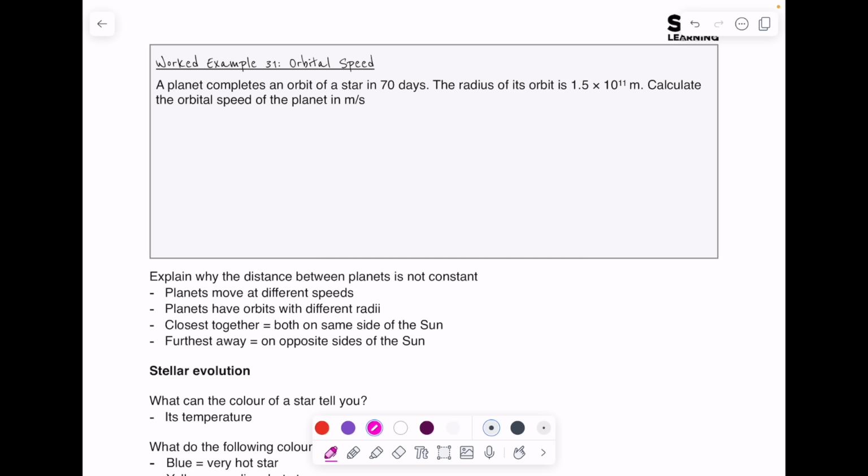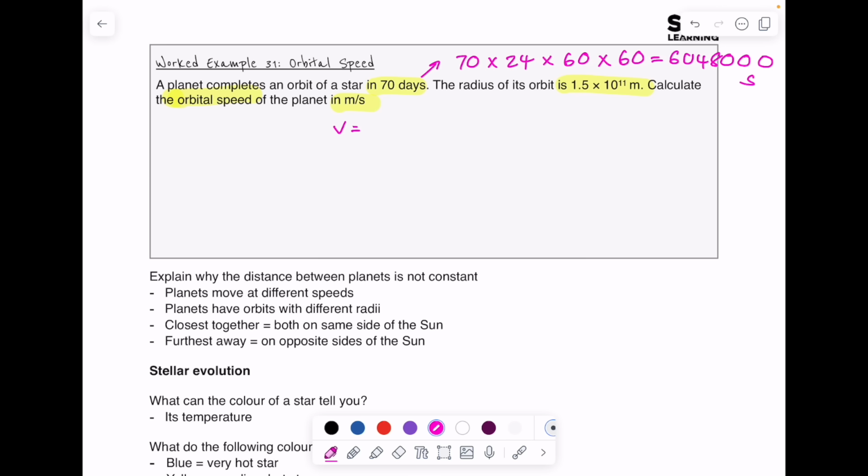Let's do an example orbital speed question. A planet completes an orbit of a star in 70 days. The radius of its orbit is 1.5 times 10 to the 11 meters. Calculate the orbital speed of the planet in meters per second. This is exactly what I was talking about in terms of difficult units. We want our answer in terms of meters per second, and look, we have a time frame of 70 days. So we will need to get that into seconds. How do we do that? First of all, times it by 24 to get it into hours, then multiply by 60 to get it into minutes, and then multiply by 60 again to get it into seconds.